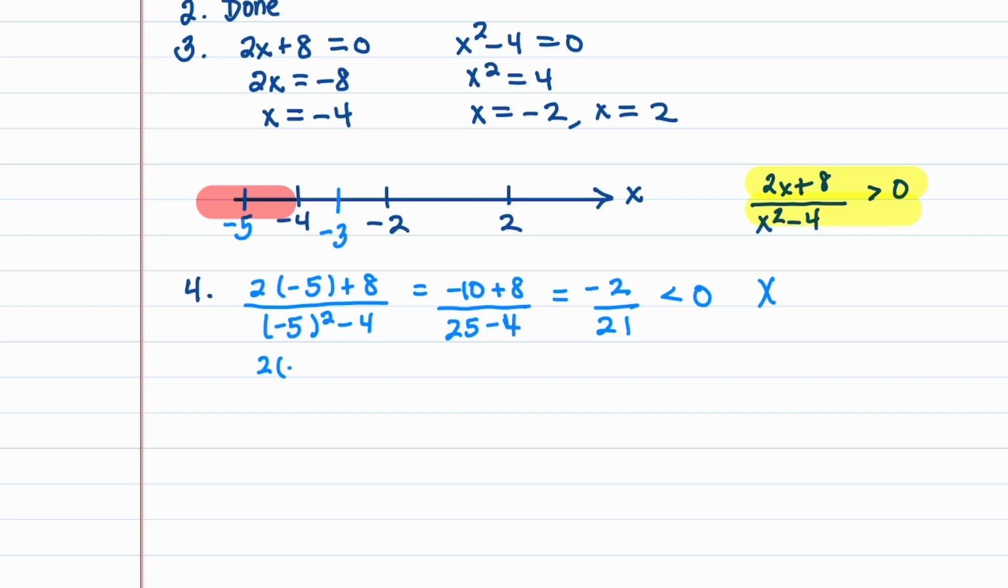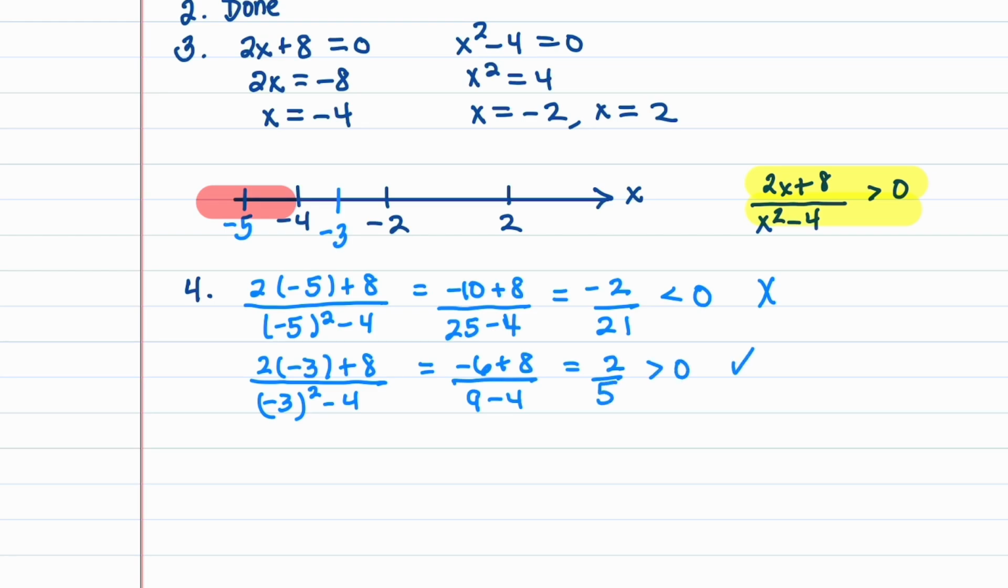So we have 2 times minus 3 plus 8, all divided by minus 3 quantity squared minus 4. This is minus 6 plus 8, all divided by 9 minus 4. So this is 2 over 5, which is greater than 0. So that one is included. So let's go back up to our number line and let's highlight that in green because that is included. Now let's go to our next region.